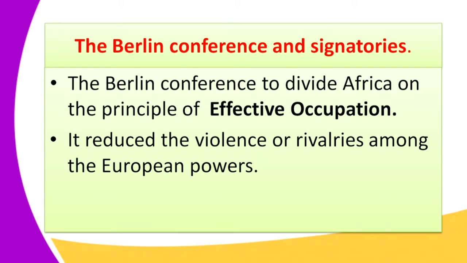Initially the European powers had started a scramble, and we said that in that scramble there were no defined rules. But now, in partition, there were ground rules among the competitors. So the Berlin Conference made the signatories, the countries that had an interest in Africa, reduce the violence and rivalries among themselves so that they could occupy Africa peacefully.